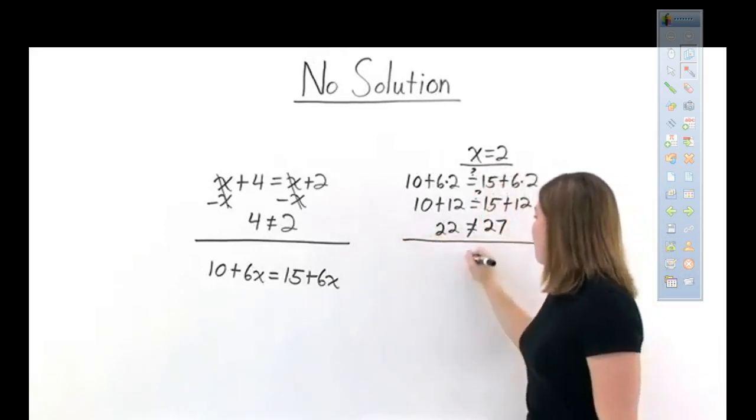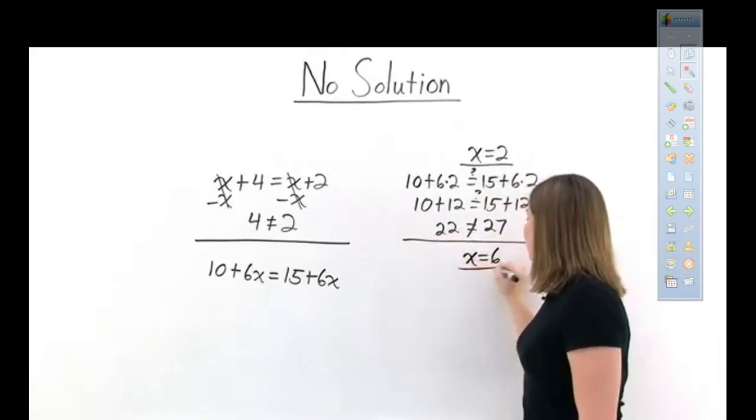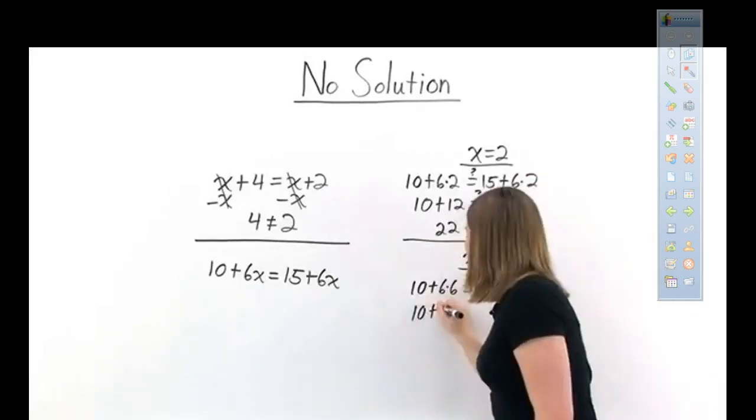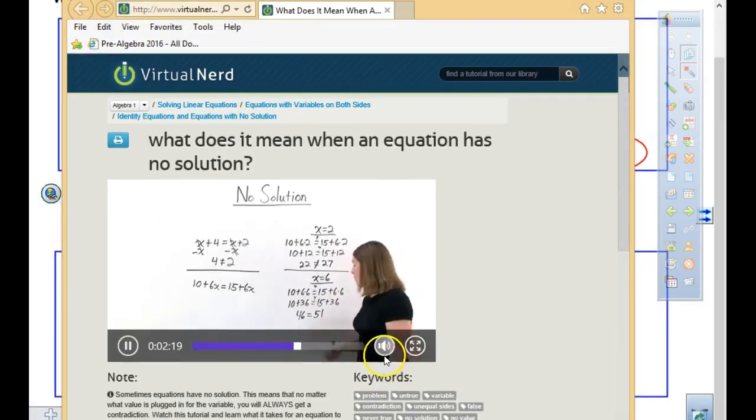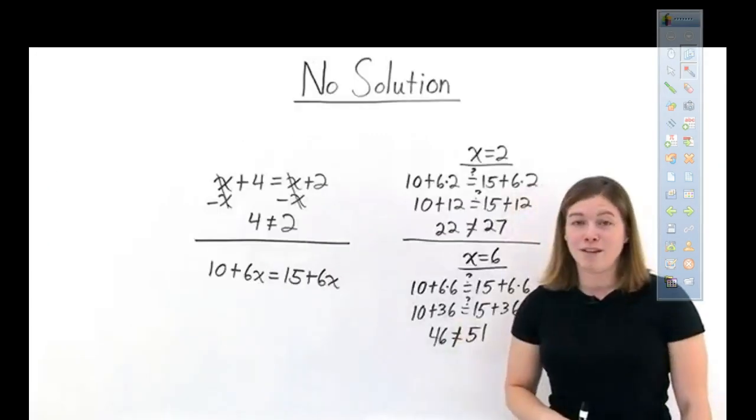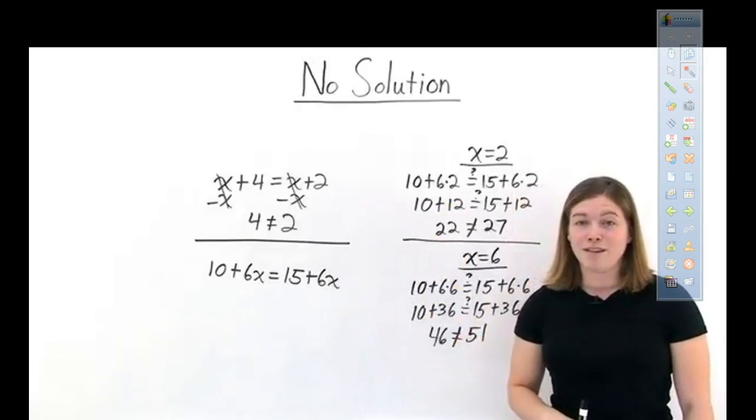But what if we pick a different value for x? x equals 6. Let's see. So similarly, you go through and you still get 46 does not equal 51. Another false statement. It wouldn't matter, we could start picking fractions, decimals, anything you plug in is not going to work, because if we would have solved this and subtracted 6x from both sides, 10 is never going to equal 15. So if I would have subtracted 6x on both sides, 10 equals 15 is a false statement.